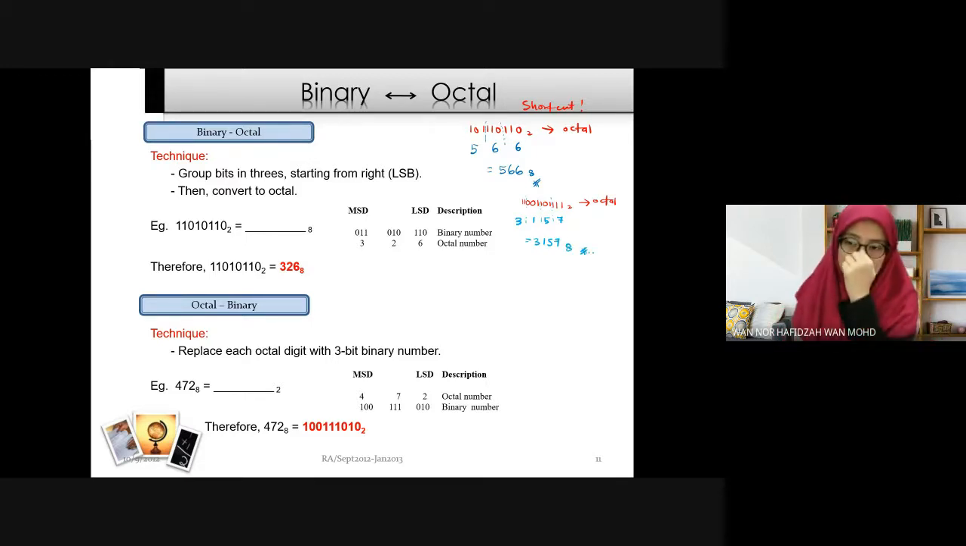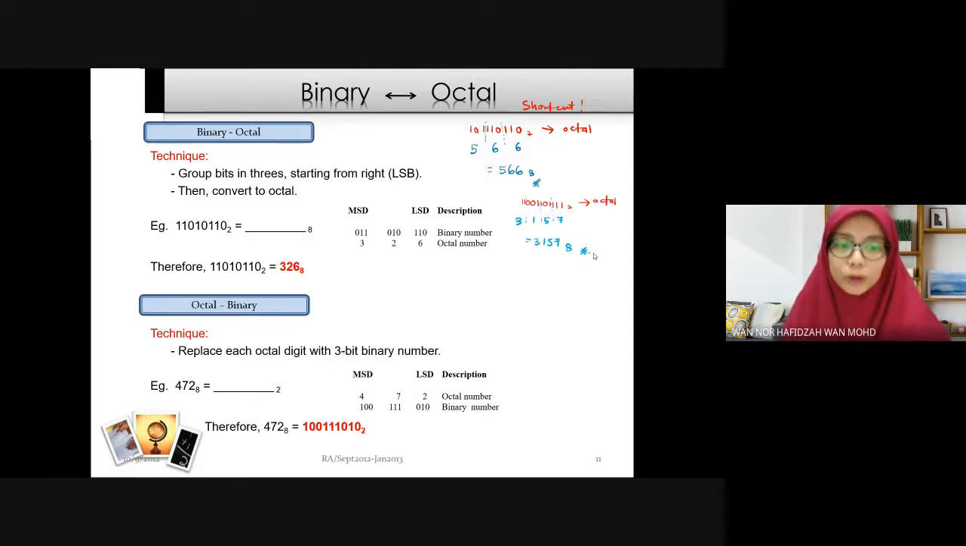Okay? So this is the shortcut. So bila kata shortcut, we don't have to convert from binary into decimal first and from decimal into octal. It takes time. But what if I forgot about this shortcut? Boleh gunakan cara tu. Okay? It's better. Alright. Now, this is the answer.